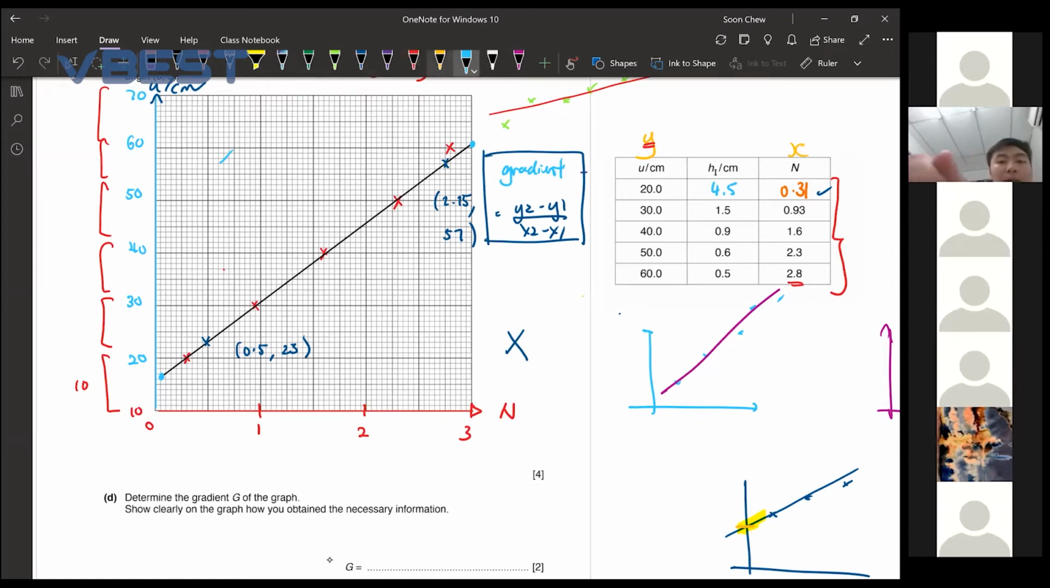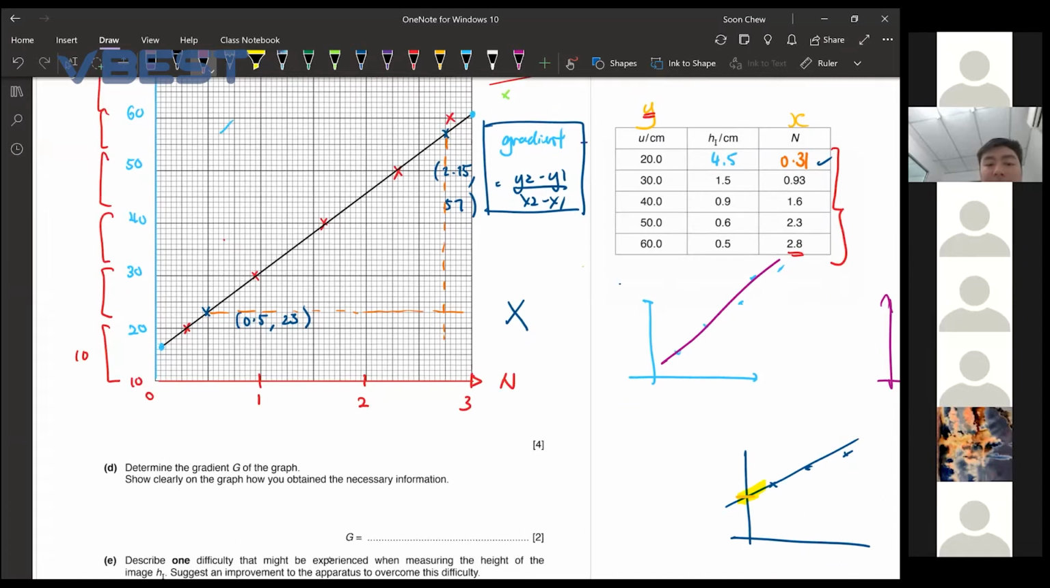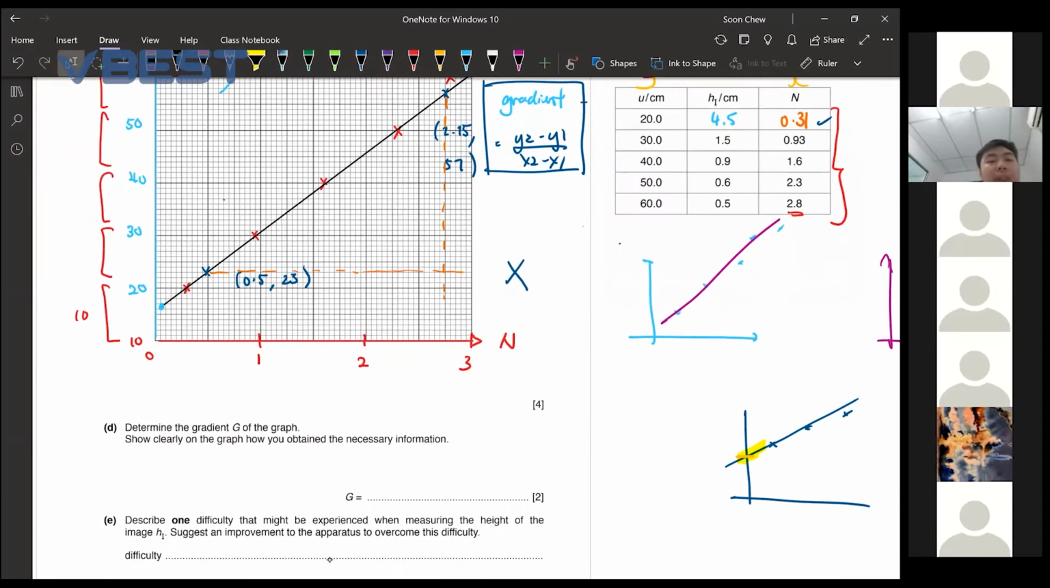The way we show it is to draw the triangle. So you just draw dotted lines connected in this way, and then connected in this way. So it gives you a right-angled triangle. This is if they ask you to show clearly on the graph. You must draw the 2 lines. So your gradient is y2 minus y1 over x2 minus x1.